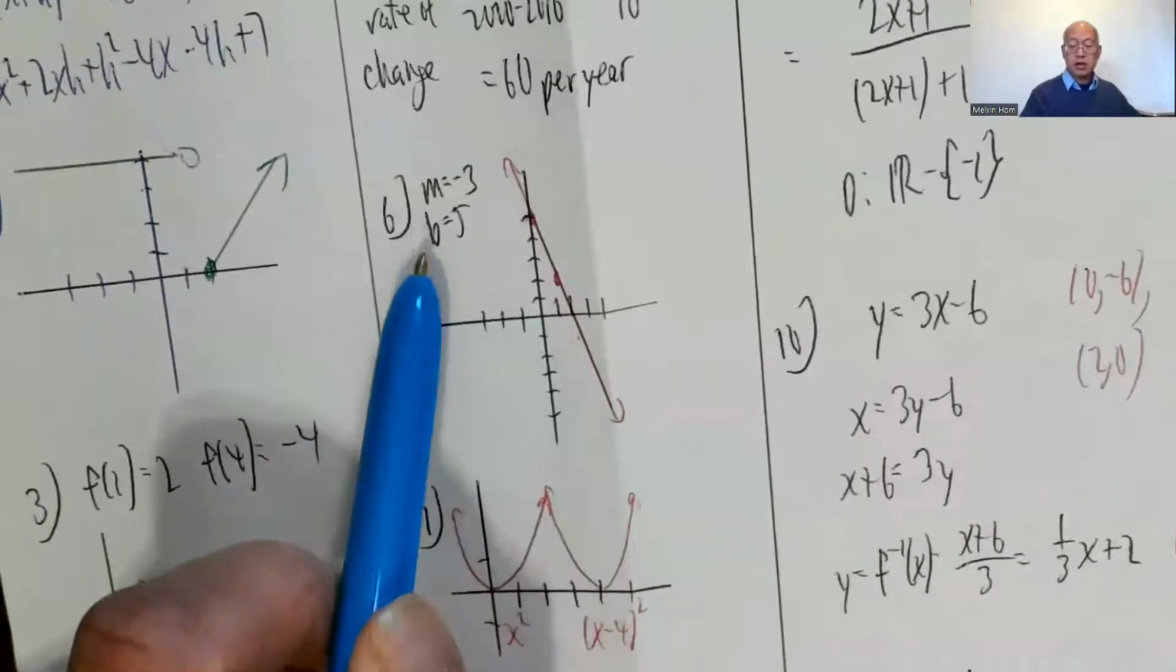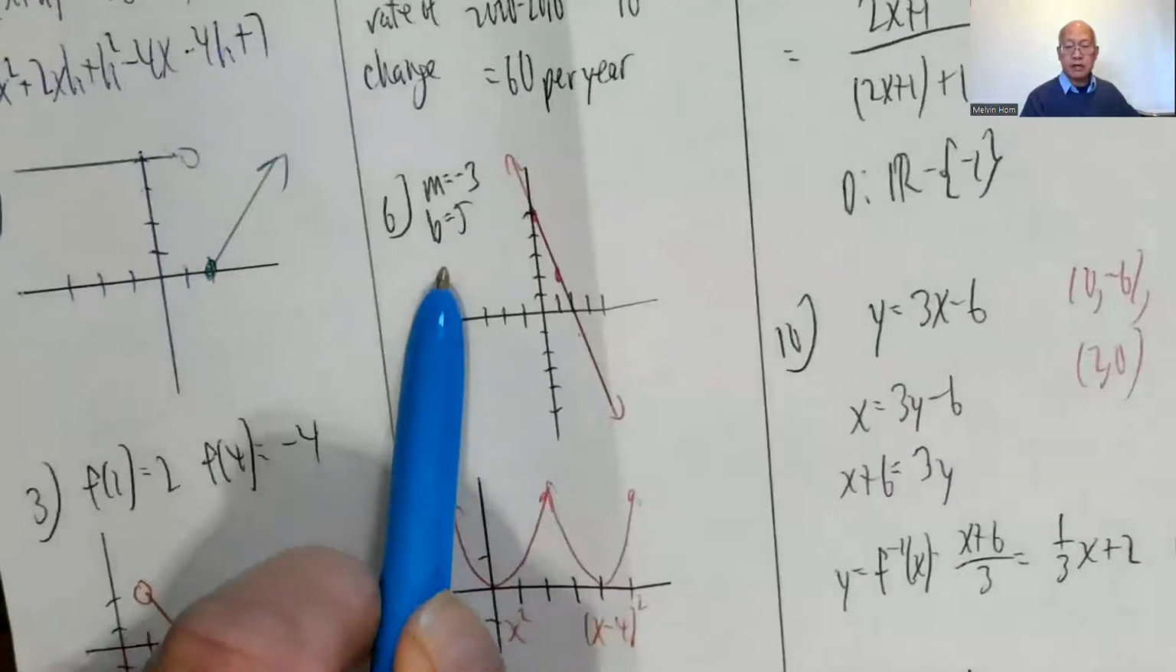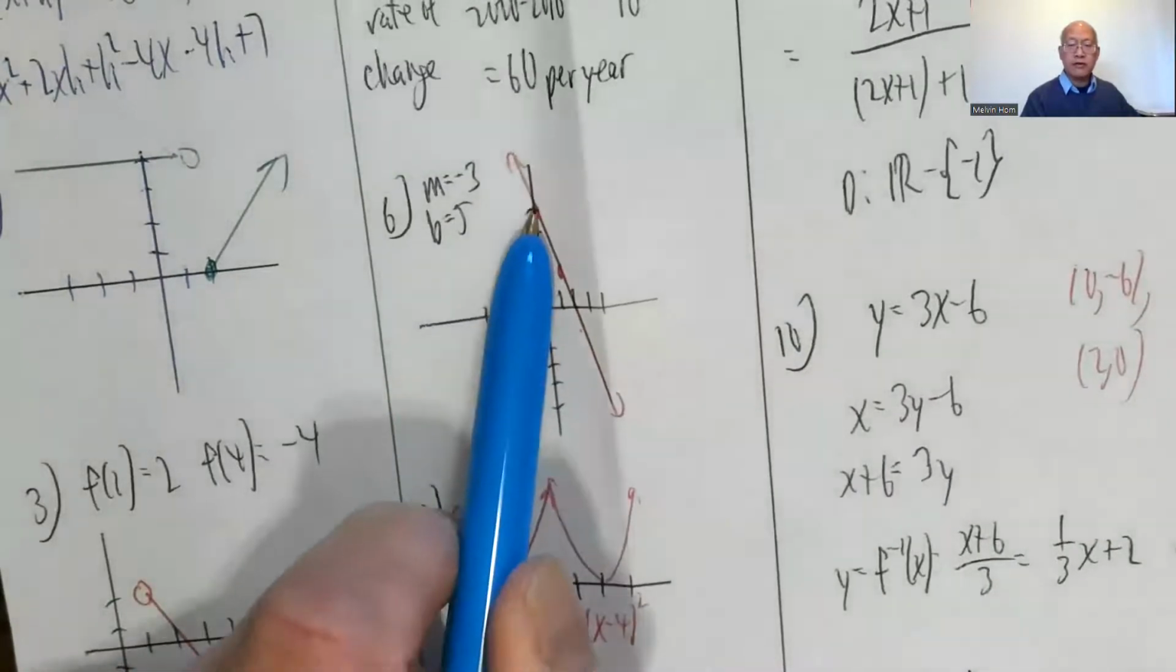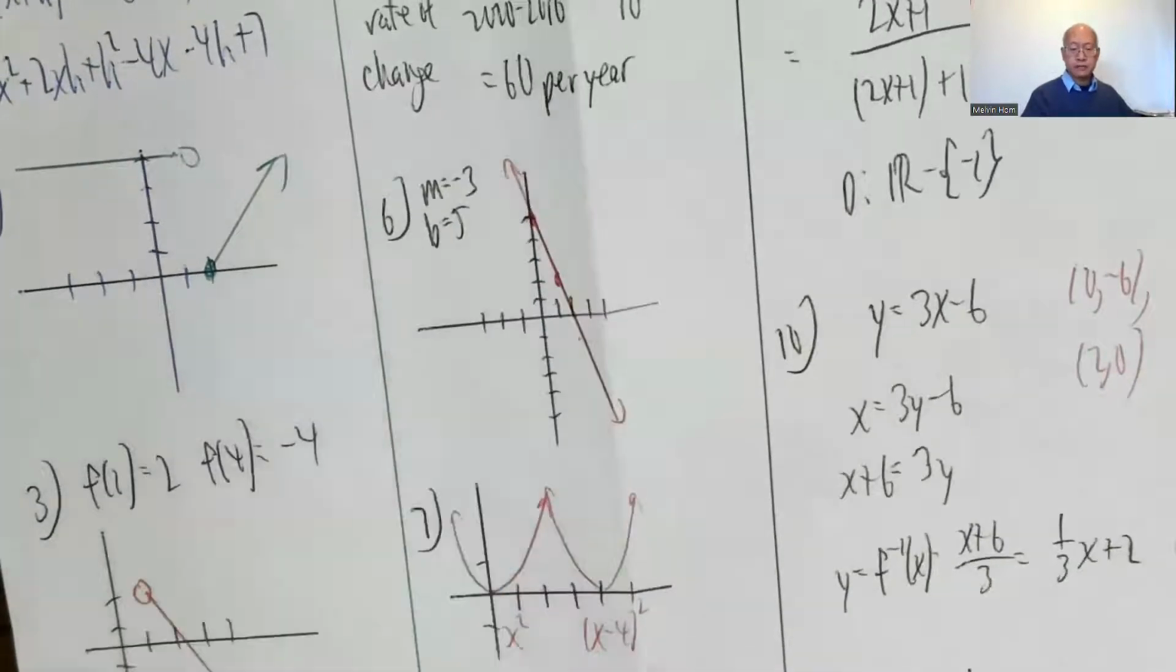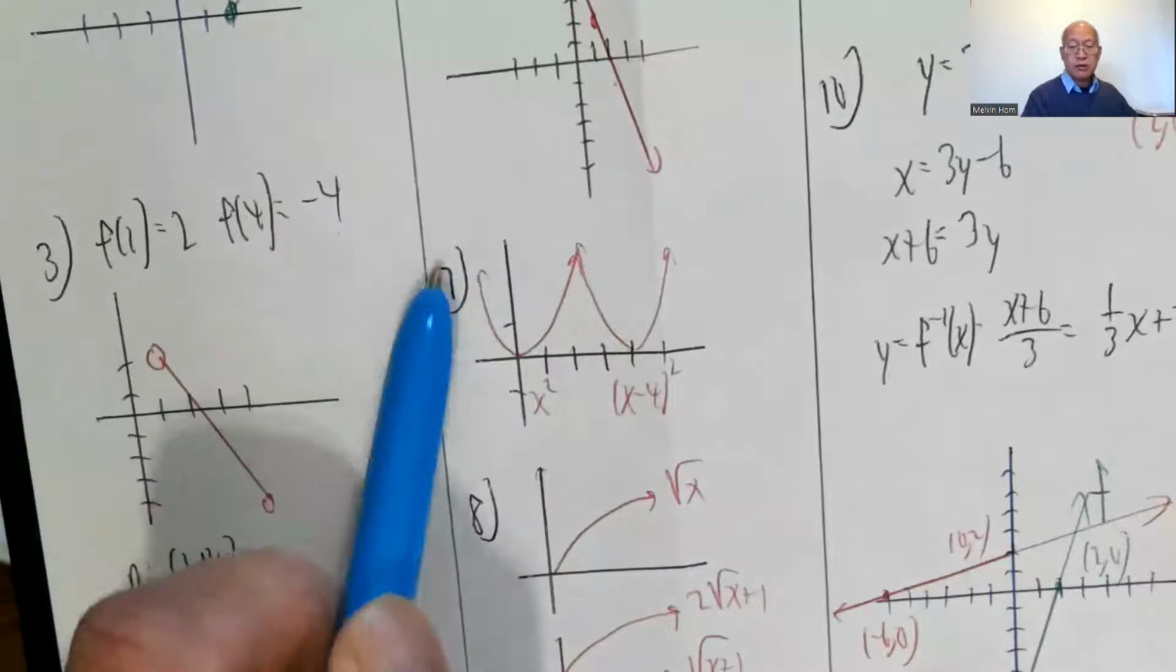Number 6, the slope is negative 3. The b, the y-intercept, is 5. 1, 2, 3, 4, 5. Slope is negative 3, so over 1, down 3. Connect the dots.